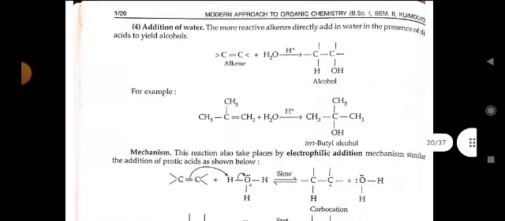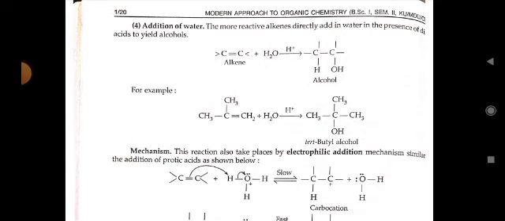Addition of water. The more reactive alkenes directly add water in the presence of dilute acids to yield alcohols. The reactions also take place by electrophilic addition mechanism. Similarly to the addition of protic acids, addition of halogens: alkenes undergo addition of chlorine and bromine at low temperature in inert solvents like carbon tetrachloride to form vicinal dihalides.